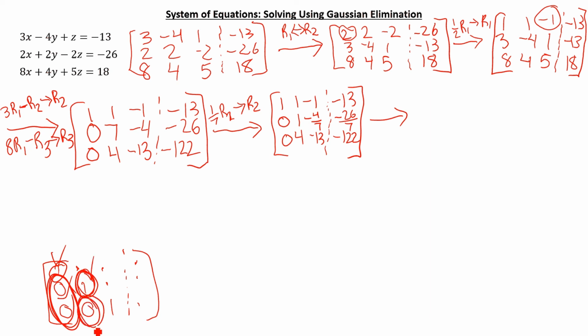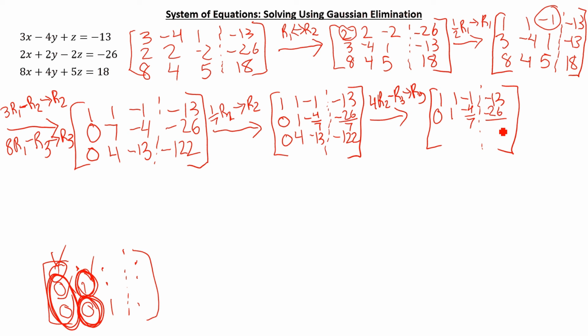Our next step is to get that 0 where the 4 is. So we're going to take 4 times row 2 and subtract row 3, and we're going to put that into row 3. Now we're going to write out the first 2 rows because we're not changing anything. So 0, 1, negative 4 over 7, negative 26 over 7. Okay. Now we're going to do 4 times row 2 minus row 3. So 4 times 1 minus 4 gives us our 0.